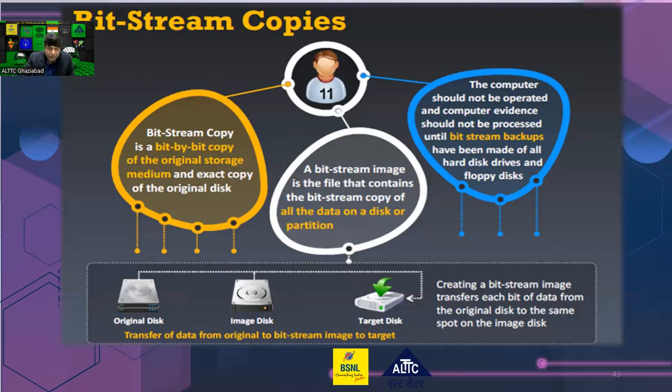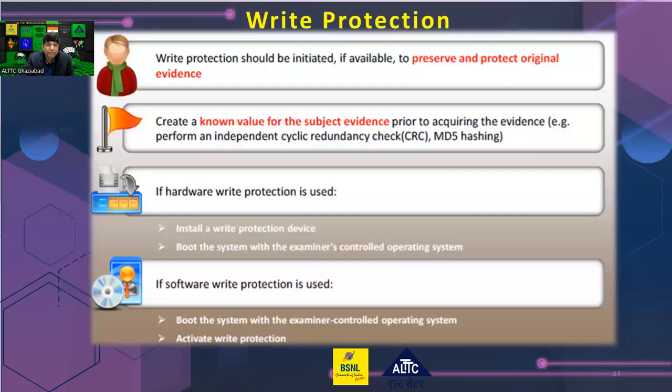Here I just give an example. Here are the original disk, image disk, and target disk. The data is transferred from the original disk to the image disk to the target disk. So creating a bit stream image, transfer each bit of data from the original disk to the same spot on the image disk. And finally, you can create a bit stream copy.